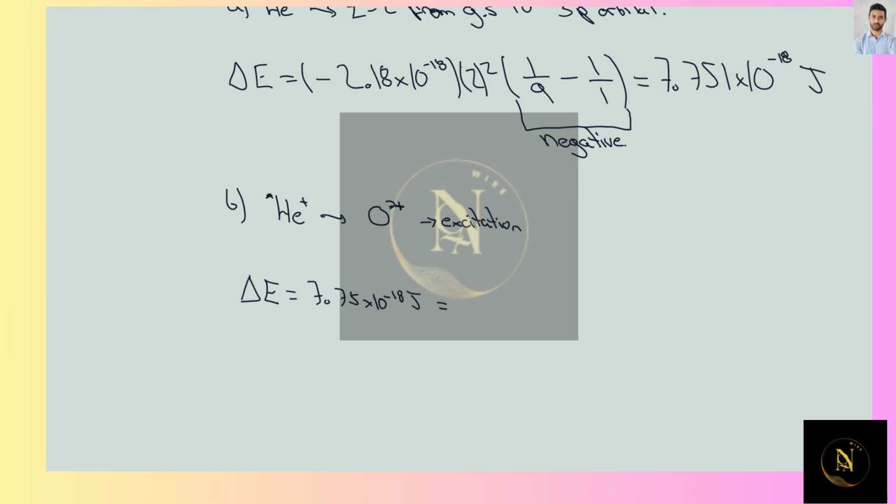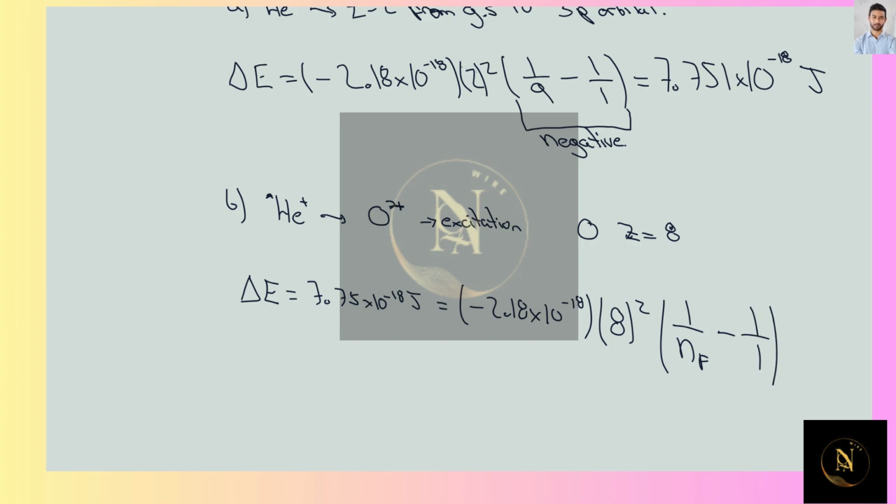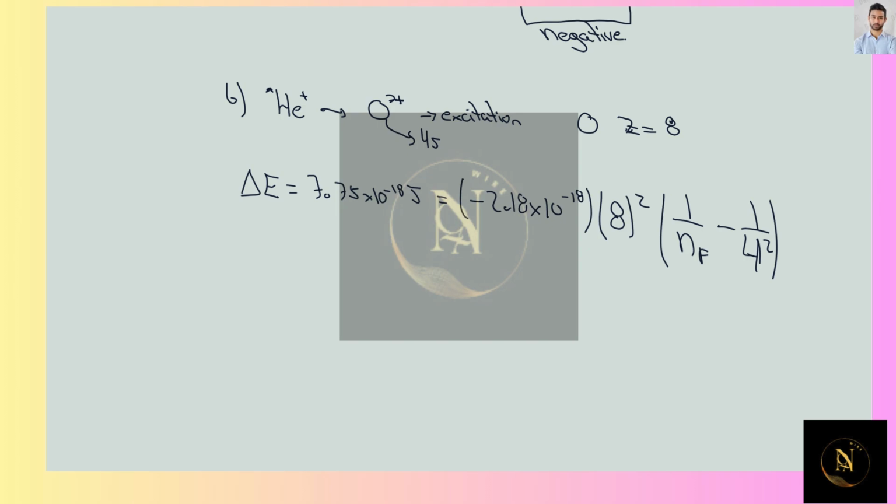And this is equal to the same formula, but for oxygen, we know that Z is equal to 8. So now this is going to look like minus 2.18 times 10 to the minus 18 times 8 squared times 1 over n final minus 1 over 4 squared, right? Because we're told that we're starting in the 4s state. 4s, perfect. So with this information, we can solve for n final.